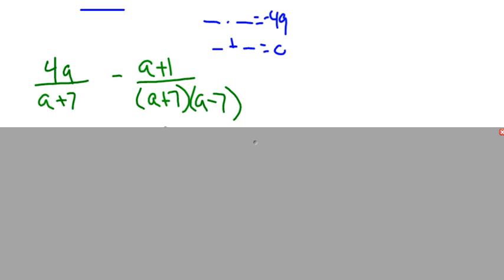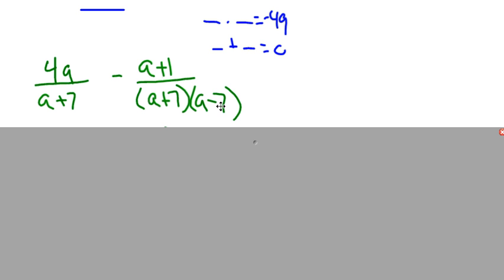So now we have the numerators and denominators in factored form. At this point, we have to figure out what's the lowest common denominator. So we look at our denominator. Here we have an a plus 7. Here we also have an a plus 7, so we have a match.